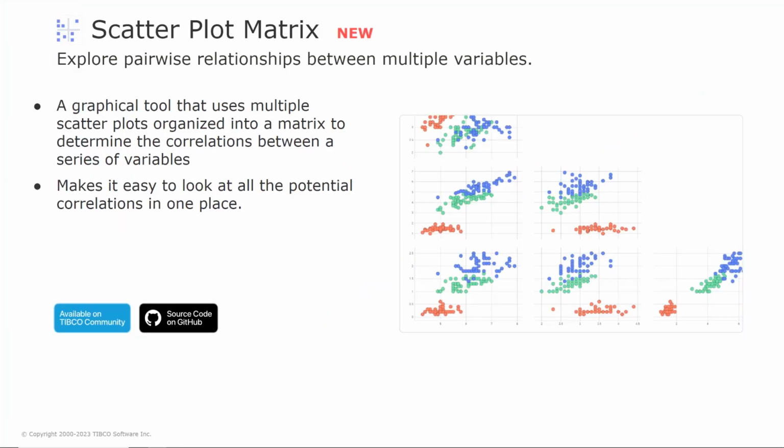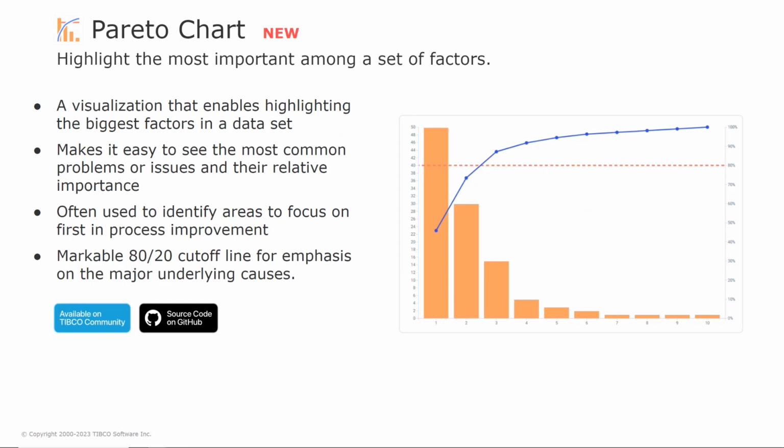There are also new visualizations available on the Exchange. So the scatterplot matrix is a graphical tool that uses multiple scatterplots to determine the correlation, if any, between a set of variables. So the scatterplots are then organized into a matrix, making it easy to look at all the potential correlations at once. The Pareto chart was built by a team of students from the Gothenburg University.